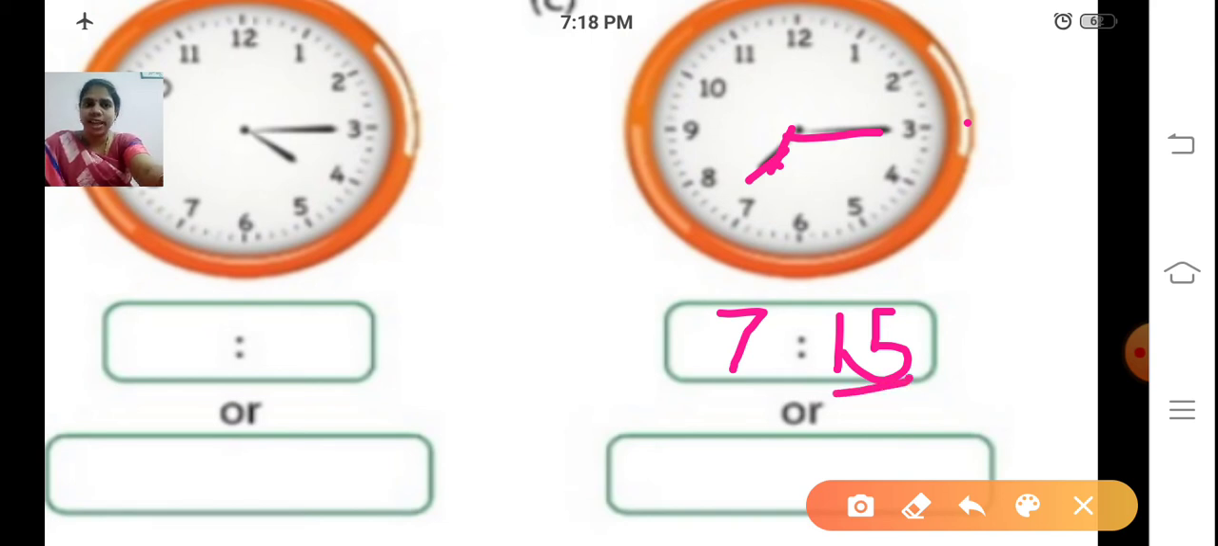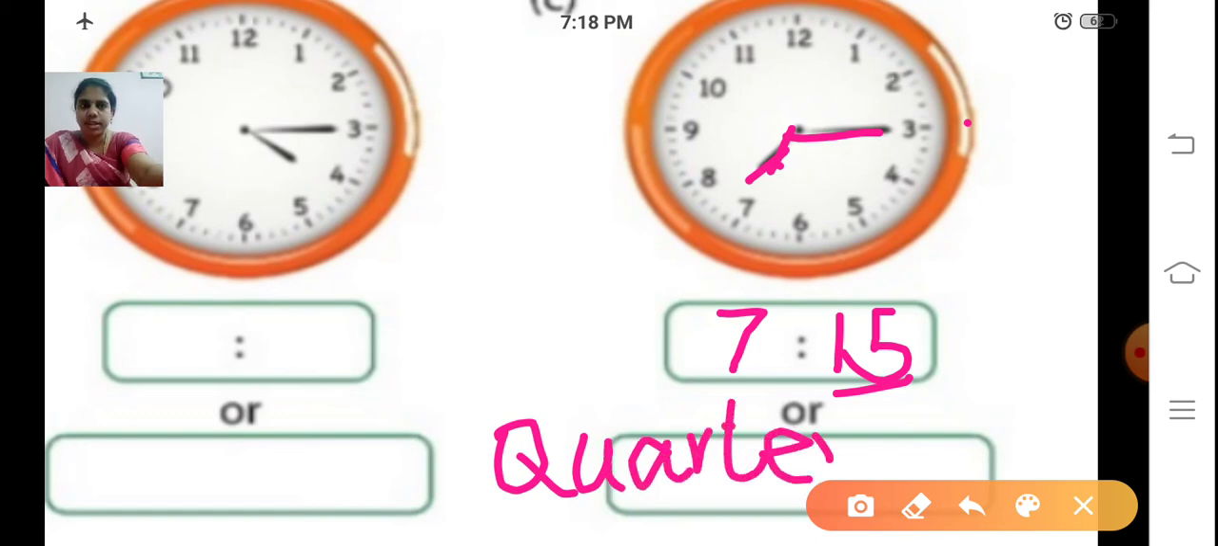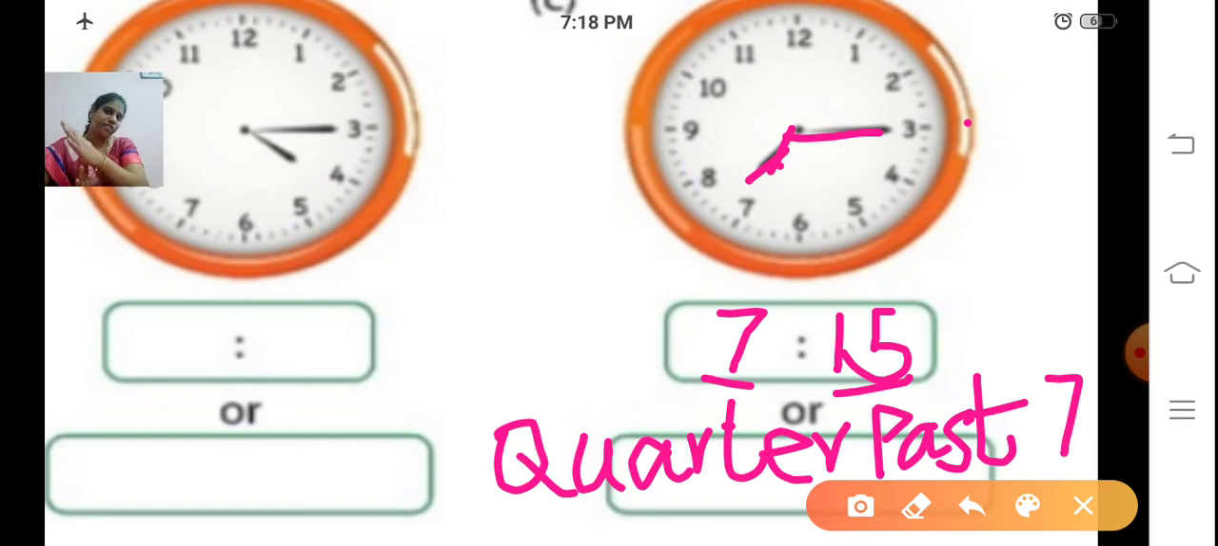15 means quarter, right? So quarter past. So 15 minutes has been passed out from which? Quarter past from 7. Quarter past 7. From 7 o'clock 15 minutes is over. So quarter past 7. Have you all written? Quarter past 7. Next one.